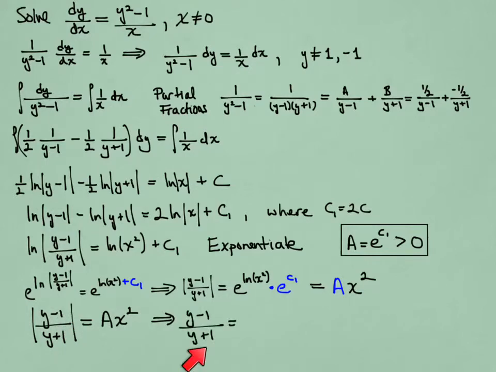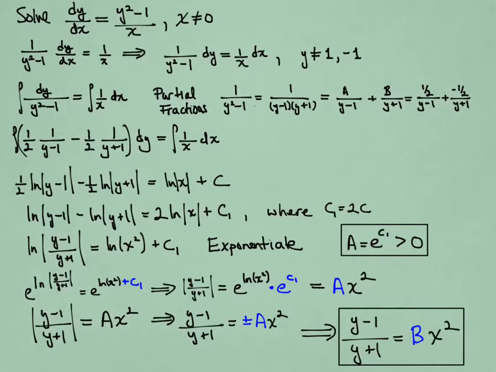If I want to get rid of the absolute value, that means the right side could be positive or negative that amount. So we now have two choices. And that just means that y is equal to b times x squared, where b is plus or minus a. In other words, b is just some non-zero constant now. So at this point we have a formula for the solution to the differential equation. It's implicit because I haven't solved for y, but it's pretty close to being solved for y, and b here is some arbitrary non-zero real number.